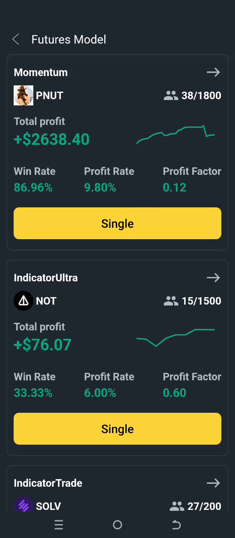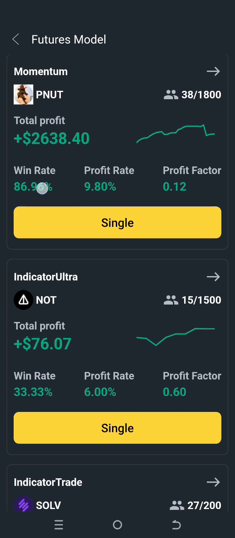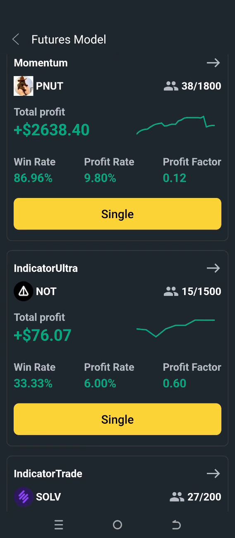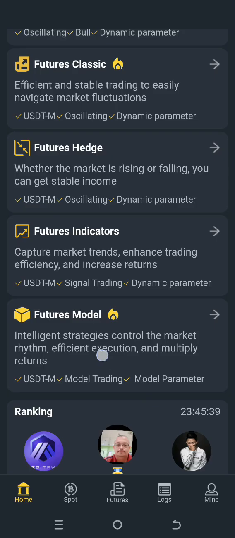You have to select the coin with a higher win rate, like now, peanuts. If you select this one, you're going to earn money, and here it shows you the total profits. Please, I'm going to come back and show you how to operate this feature model page. So we are done with that.